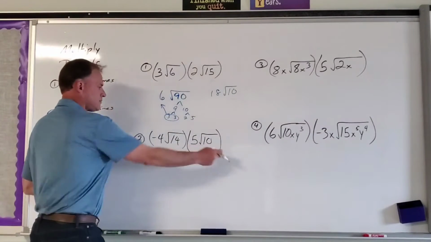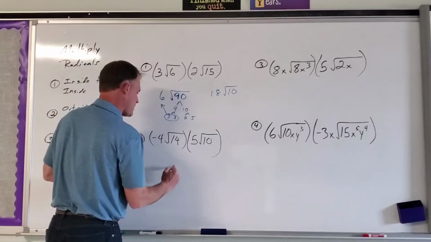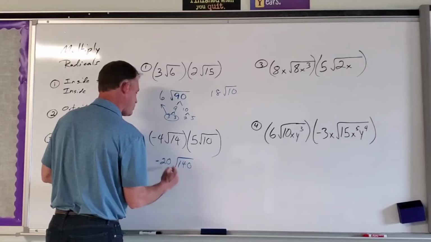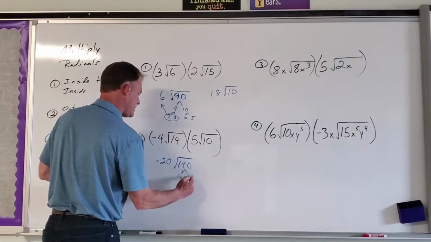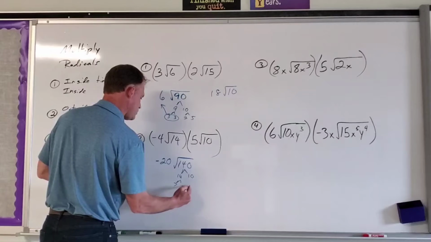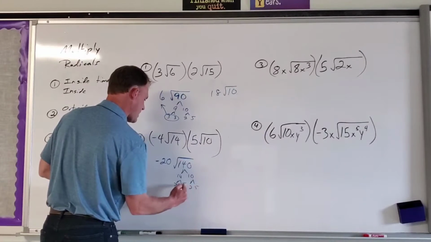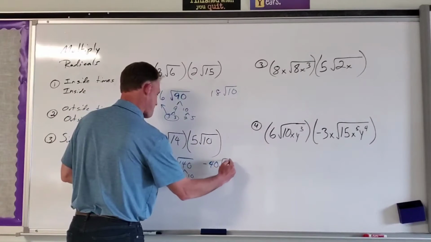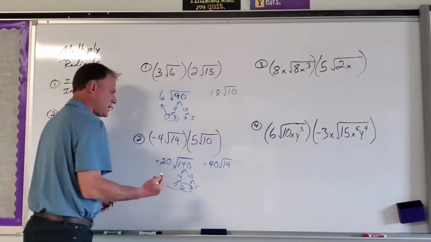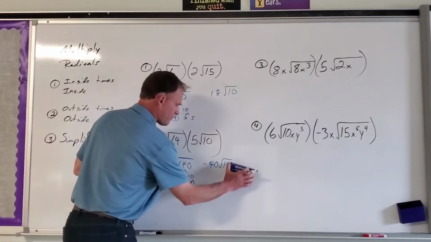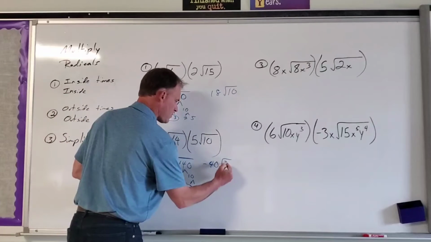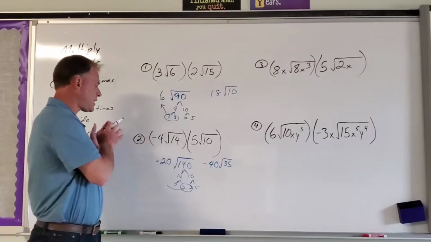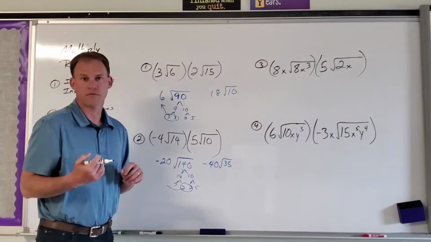So inside times inside, outside times outside. So I've got 140, negative 20, 14 and 10, 7 and 2, 2 and 5, 2's out. Negative 40 root, sorry, not 14, 35. Inside times inside, outside times outside, and simplify.